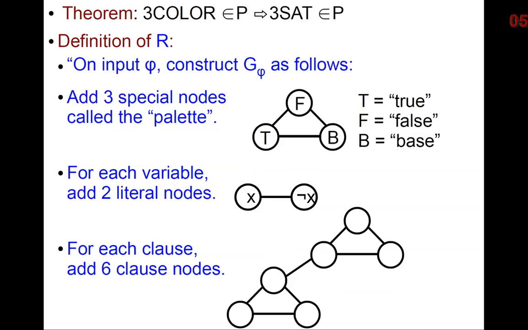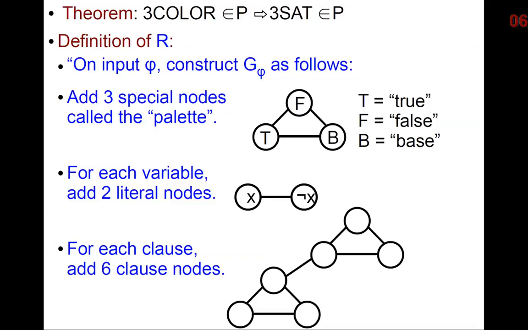Okay, let's do it. So here is how the thing is going to look. There are three special nodes in the graph, which are called the palette, like the painter's palette, and which we name as follows. One of them is called false, F, one of them is called true, and one of them is called B, for base. Okay, we will see in a second why the thing is useful.